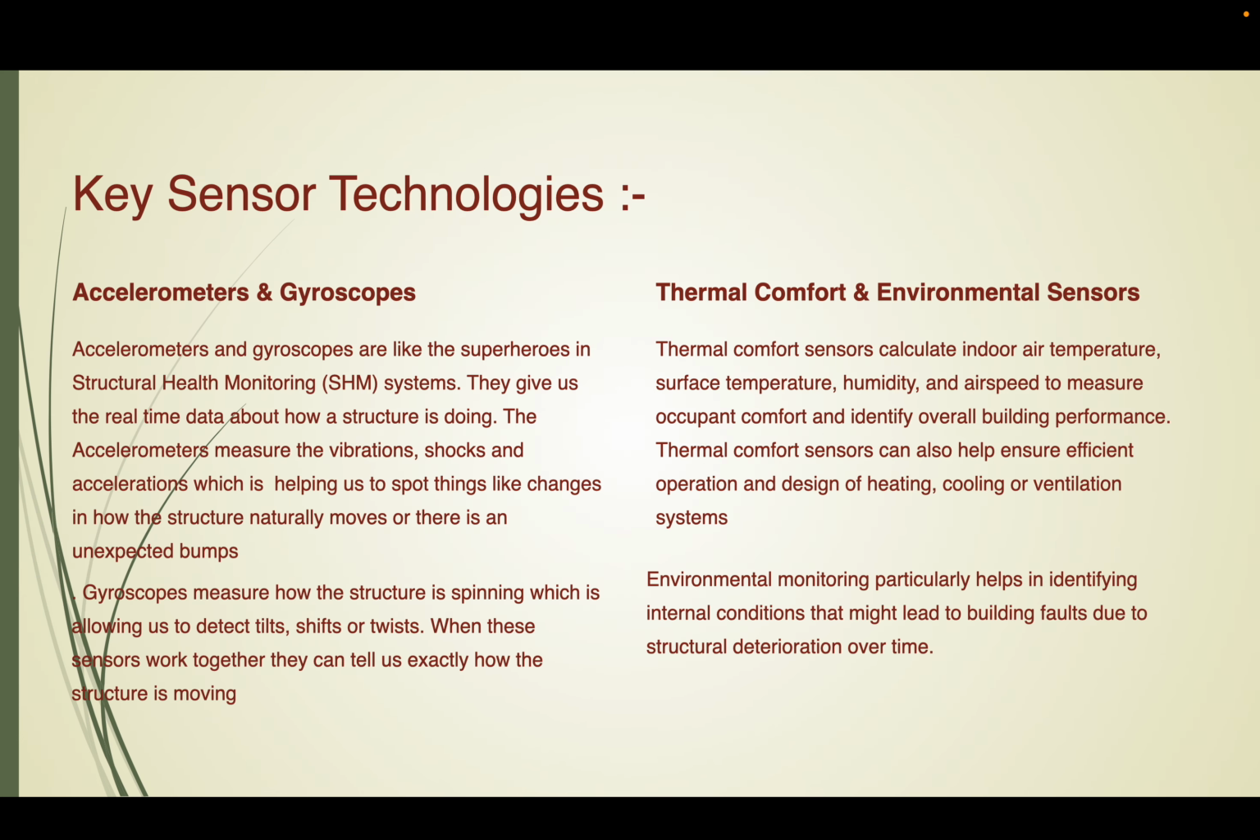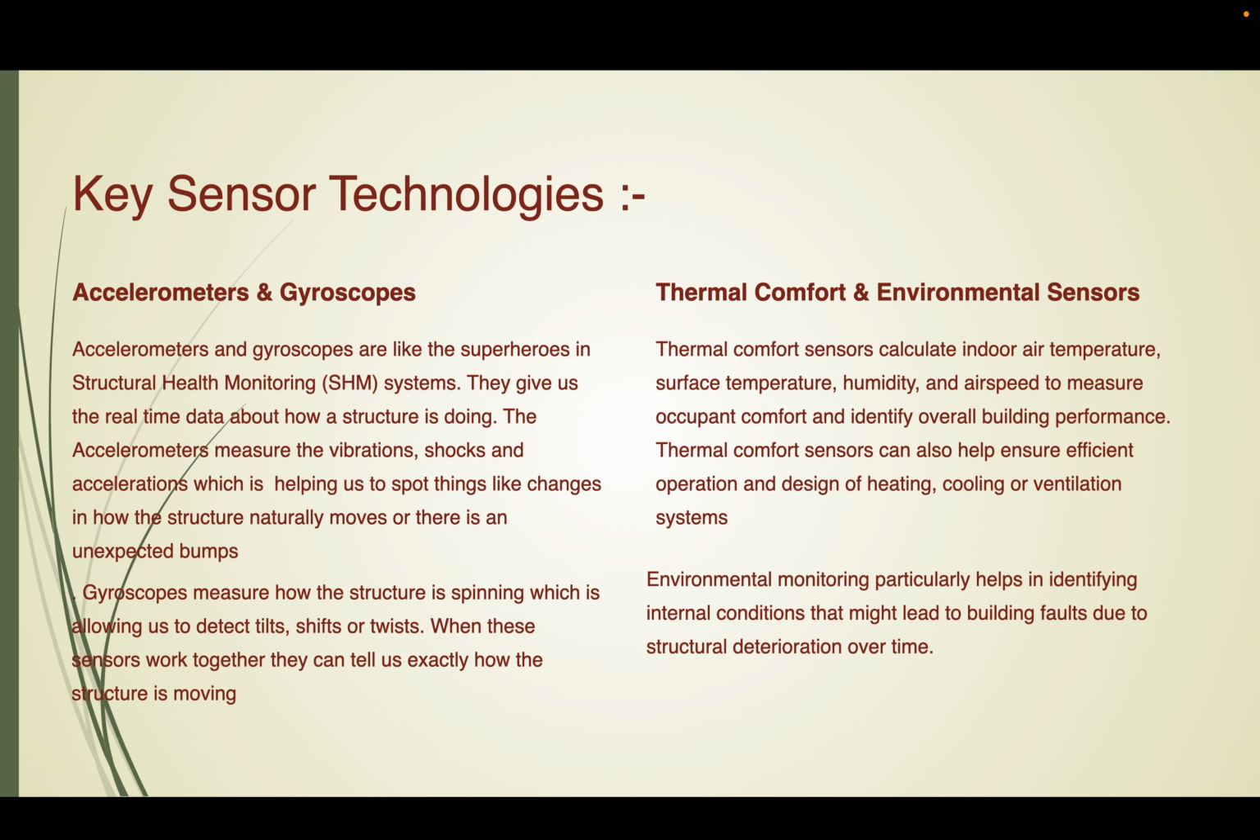Next are the key sensor technologies which I have used. The first one is the accelerometer and the gyroscope. Second is the thermal comfort sensor and the environmental sensor. The accelerometer measures vibration, shocks, and acceleration, which helps us spot things like any natural movement in the building or any unexpected bumps.